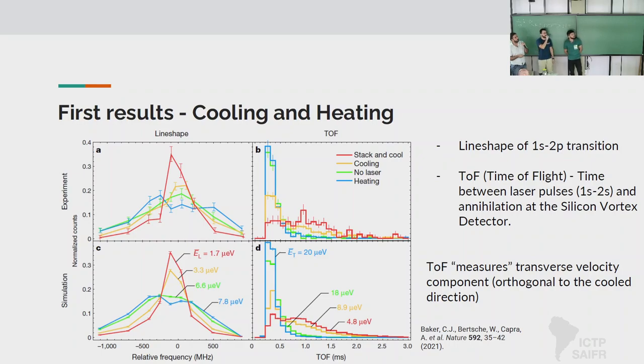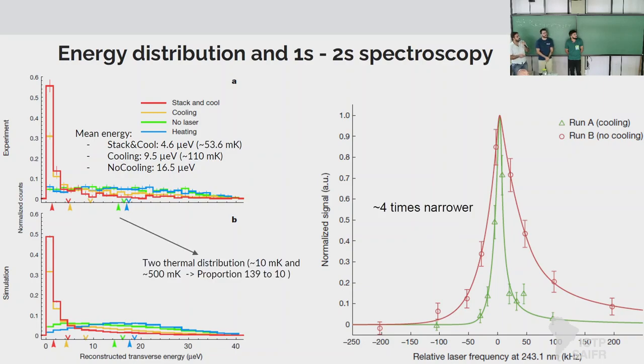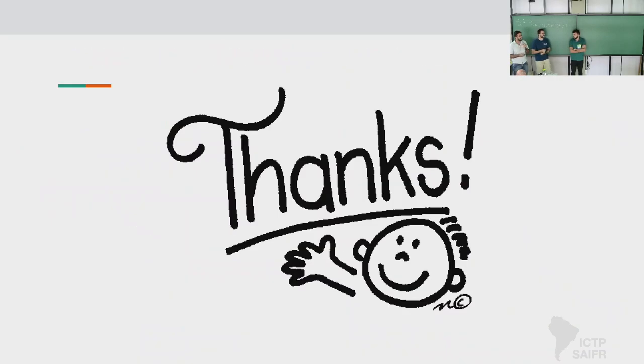For example, here, when they have no cooling, they have this time of flight measurement. Almost all the atoms are annihilated in short times, but when they cool the sample, there is a delay in the time of flight measurement. Those are the most important results of this paper. I will be really quick here. They resolved this absorption spectrum getting four times narrower after cooling the sample. So if you want to know a little bit more, you may ask some questions. I already used all my 10 minutes, so thank you.